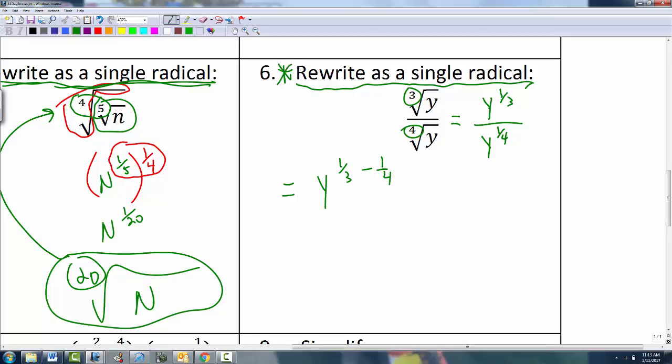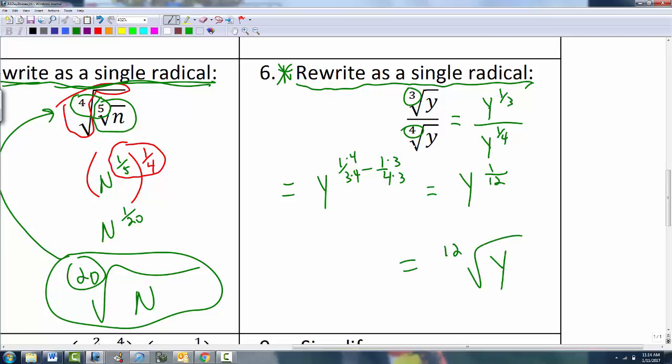I know this is kind of a ridiculous little question. It's making you use these rules that you kind of should know, but whatever. So what do I multiply this by and this by so that I can subtract, which is what my 4th grader's doing right now. And the answer is you multiply by 4. And you multiply by 3. And then this becomes y to the 4 minus 3, which is 1/12. And then what this becomes is the 12th root of y.